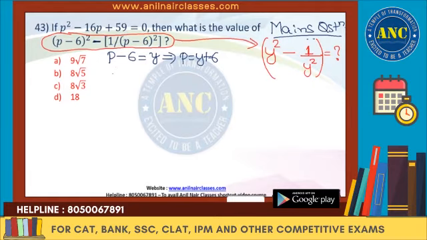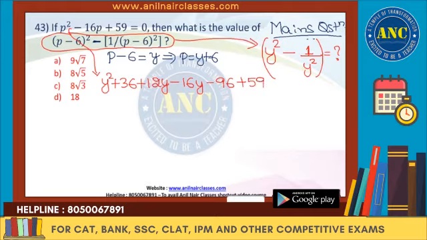I hope the idea is clear. Now the p value is y plus 6. Substitute in the given equation. So p square is y plus 6 whole square, y square plus 36 plus 12y, right? Next, minus 16 into y plus 6, because the equation says minus 16p: minus 16y minus 96 plus 59 equal to 0.